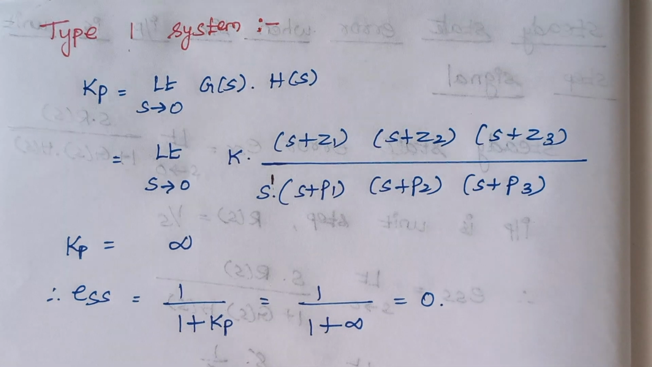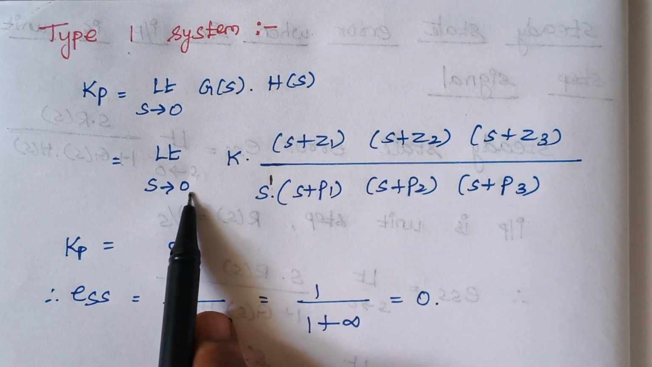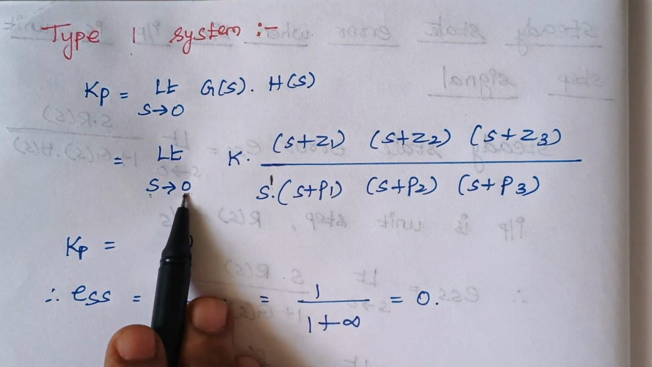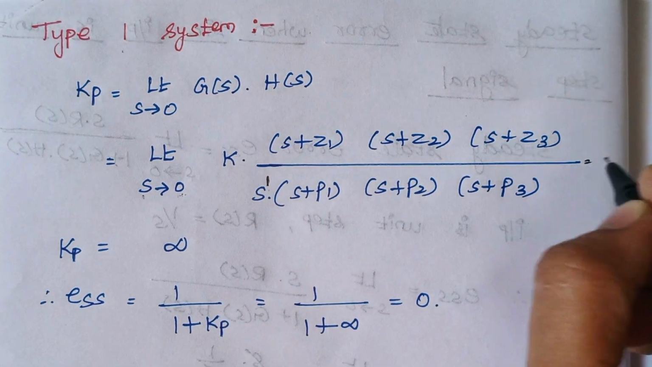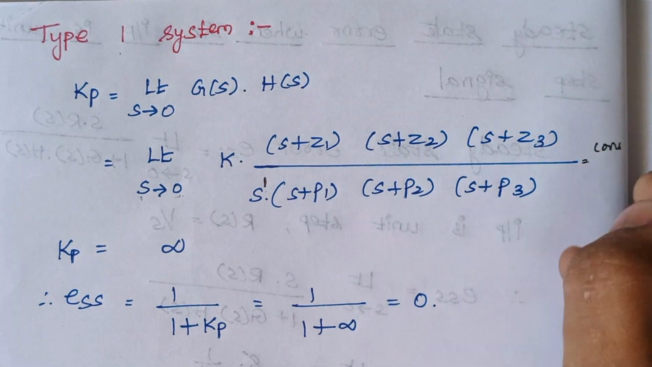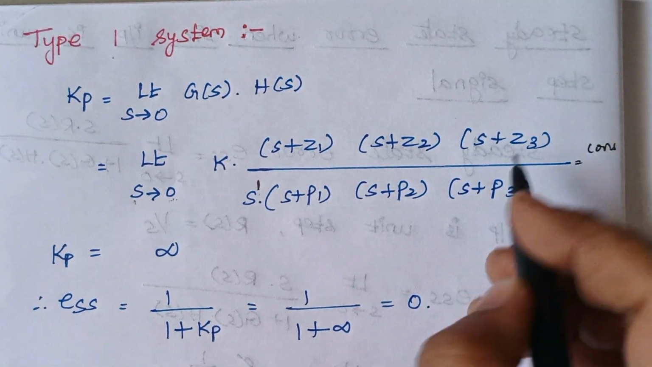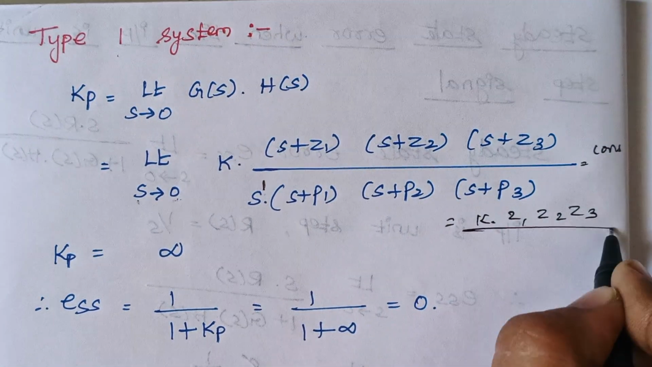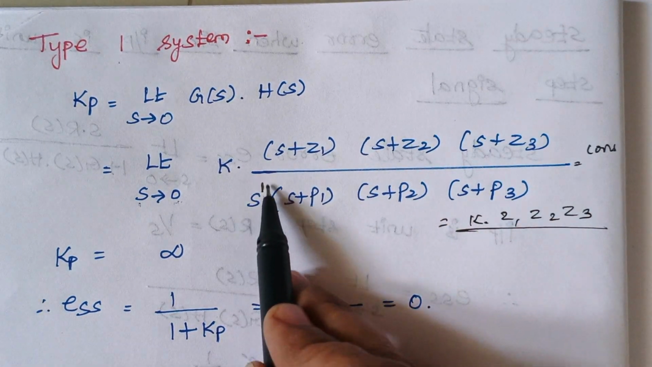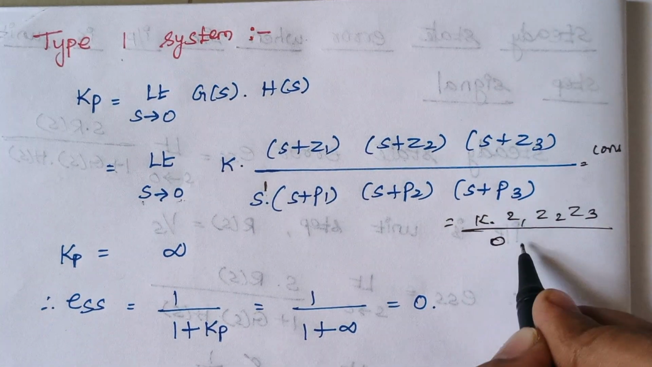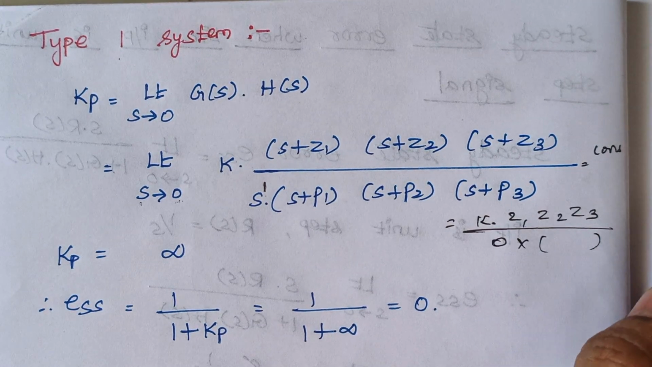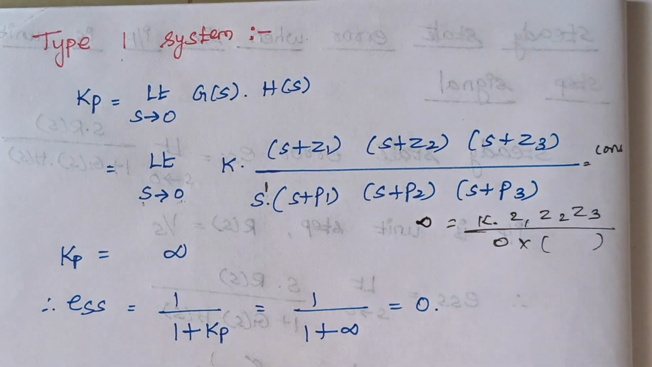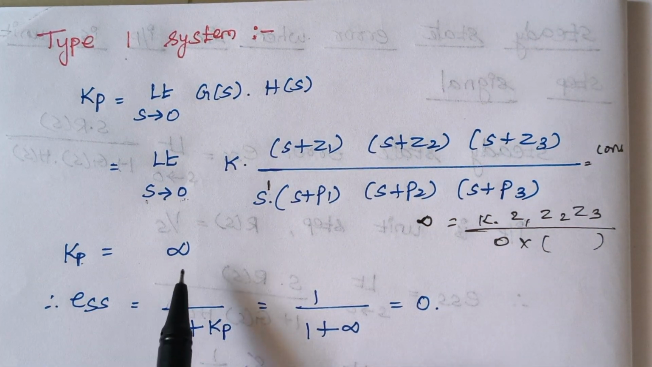Then we substitute the value of s as 0 here. When you substitute s as 0, the numerator will have some constants: K into z1, z2 and z3, divided by, here the value of s will be 0. 0 into anything is again 0, and anything divided by 0 is nothing but infinity. So here the value of Kp becomes infinity.